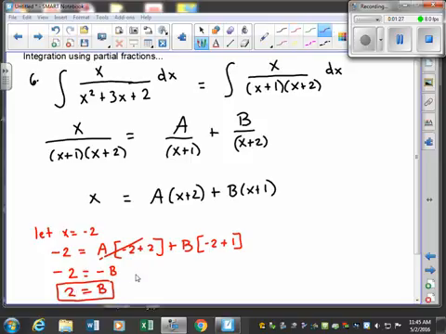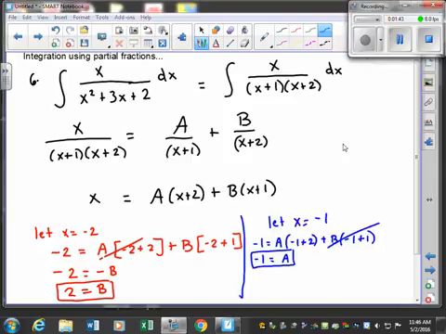Alright, I might be able to squeeze it in over here. I'll say let x equal... I want this term to go to 0. What does x need to be? -1, good. So same thing, plug it in and solve for your A. Alright, we'll just get A there.